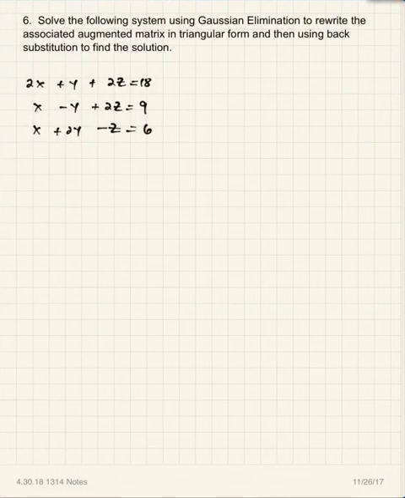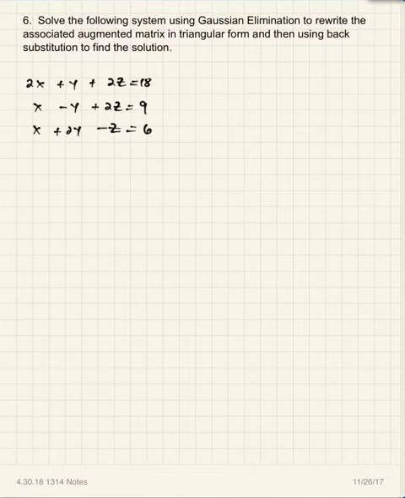Now, this last problem in the homework, I actually give you a problem to solve. And notice the direction. Solve the following system using Gaussian elimination to rewrite the associated augmented matrix in triangular form, and then using back substitution to find the solution. That's what we want to do. We want to take a 3x3 system, write down the matrix for this system, and then somehow figure out how to take that matrix and write it in triangular form, and then solve the resulting system. That's our whole process. This problem I'm going to leave blank because this is a practice problem for you.